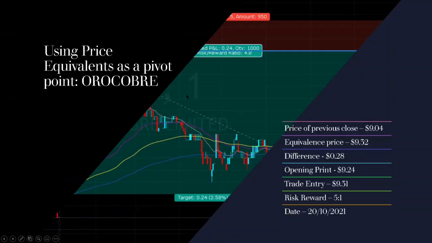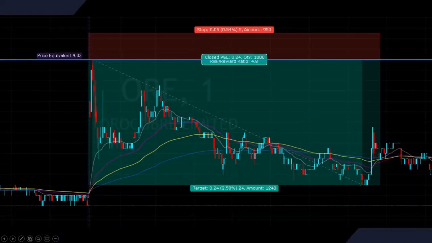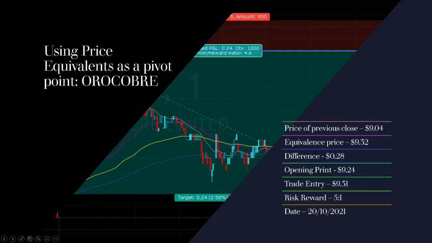And so anyway, this is the next one, which is using it as a pivot. So we have ORE here. It opened up, the price equivalent is 32. There's a difference of 28 between the low and the 32. There was also the initial scalp just from the entry, the opening print to the equivalence price, but it was not even 1%, so I don't really include that.